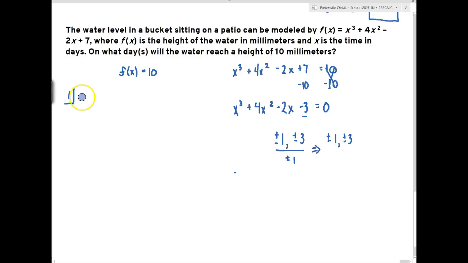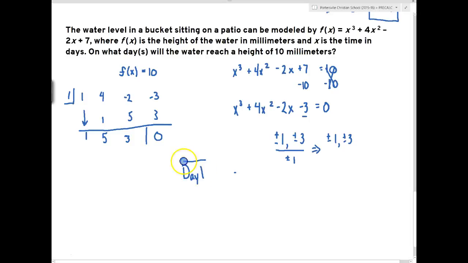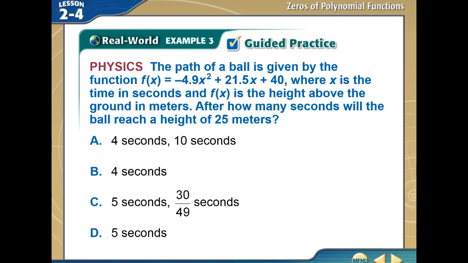So if I put 1 in here, I've got 1, 4, negative 2, and negative 3. So do my synthetic division, bring down the 1. I get 5. I get 3. And then that gives me a remainder of 0. So that tells me that 1 is a rational zero of that function. So in other words, day 1 is the day that the rain reaches 10 millimeters. Now go ahead and see if you can figure out a similar problem on your own.